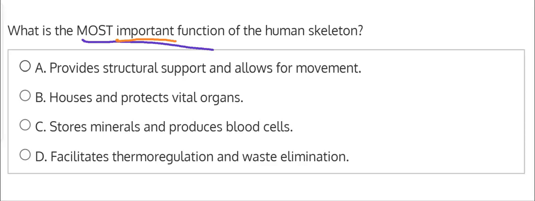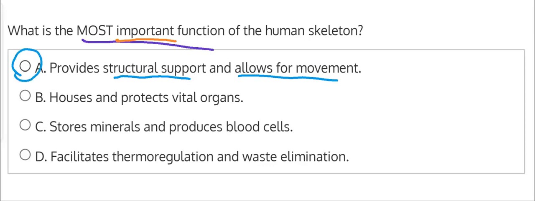So option A says provides structural support and allows movement. And that's what the skeletal system is, right? Because you have your bones and you have your ligaments and your tendons and everything's connected and it allows for movement. That's why we have our joints that could bend and twist. So that's what the overall main purpose is of the human skeleton. So option A is correct here, but let's look at the other choices.